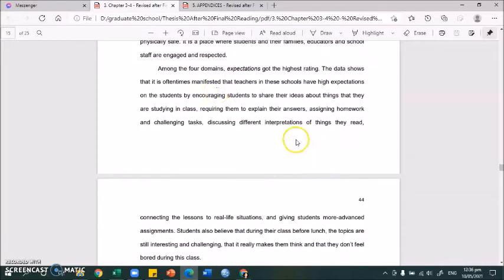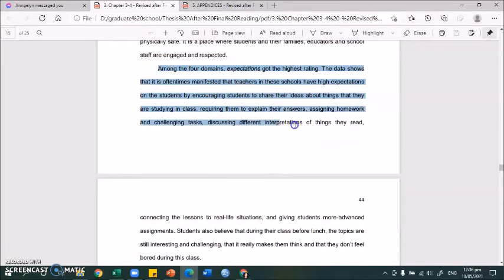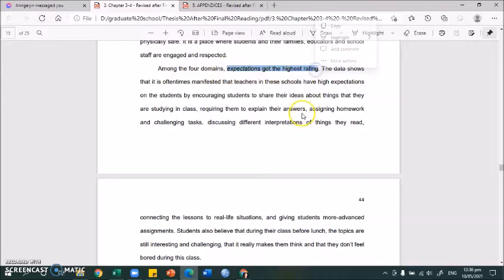And ito naman another results pa rin ito. Among the 4 domains, expectations got the highest rating. So, una na tayo per indicator na. Okay? Unahin natin yung highest na indicator, which in this case is expectations. Okay? The data shows that it is often manifested that teachers in these schools have high expectations on the students by encouraging students to share their ideas about things that they are studying in class, requiring them to explain their answers, assigning homework, and challenging tasks.